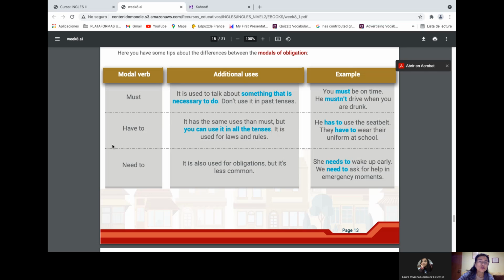And now we continue with have to. This is another modal. Have to is different from must in the sense that you can use have to for the present, the past, and the future. In the present tense, you conjugate it as have to or has to. Have to is for plural subjects, or when you say I have to, you have to, we have to, or they have to. And has to is used for singular subjects, with he, she, or it: you say has to.